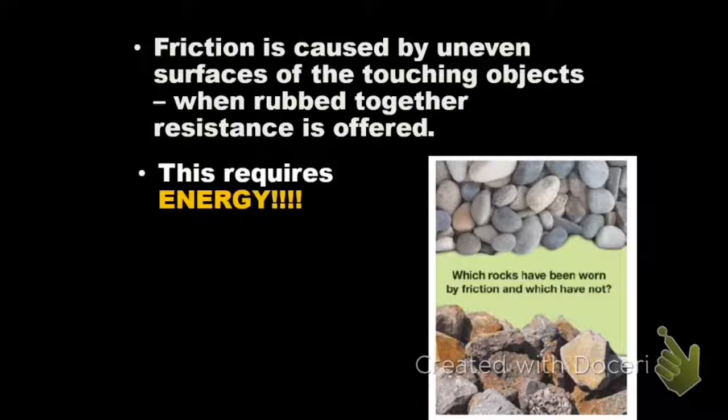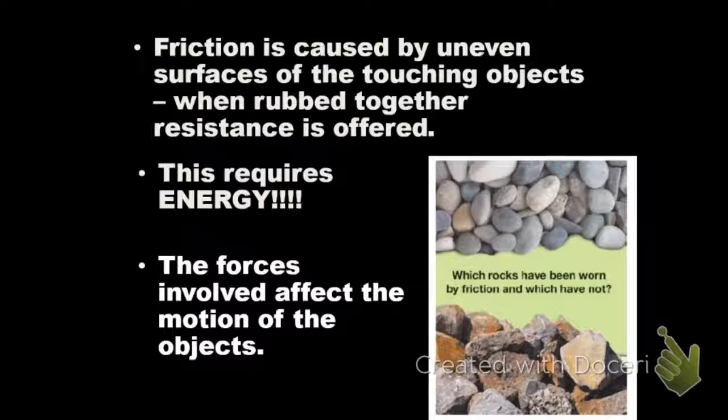And it requires energy for these surfaces to be in contact, and this is why things that experience a lot of friction tend to warm up because of the energy. So things that are experiencing a lot of friction get hot. And this force of friction is going to affect the motion of objects. So friction is going to slow things down and change how they move. We're going to investigate that in more detail in this chapter.